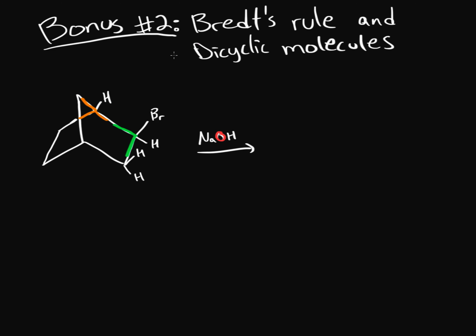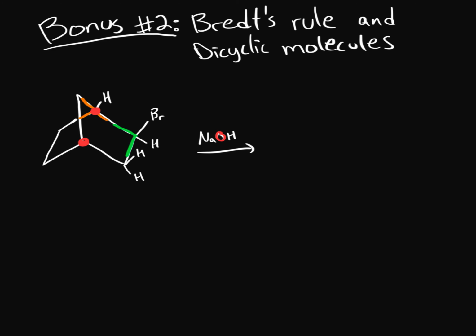Now, however, according to Bredt's rule, we cannot have double bonds on bridgehead carbons. So the bridgehead carbons are these carbons right here. I'll label them with red circles. These are bridgehead carbons. We are not allowed to have double bonds on those carbons. That's just Bredt's rule for you.